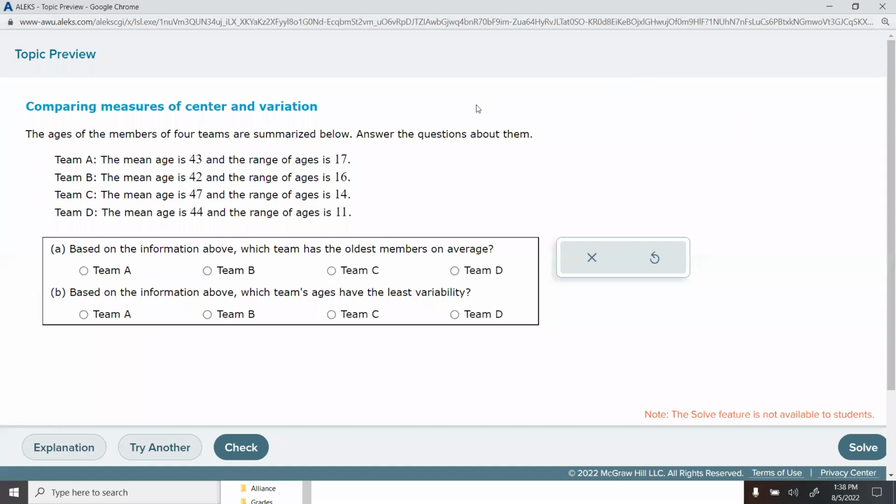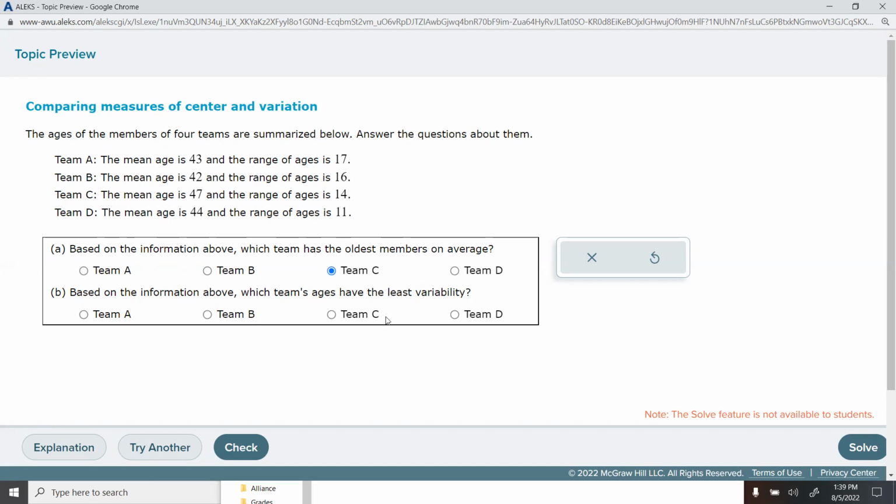Okay, so on this one, we've got 4 teams, and we have the mean for each team and the range for each team. It says, based on the information above, which team has the oldest numbers on average? Keyword is average and oldest. Well, that makes reference to mean. It can also make reference to median or mode, but we're not talking about those in this problem. So which one has the biggest mean, the oldest mean? That would be right there, team C.